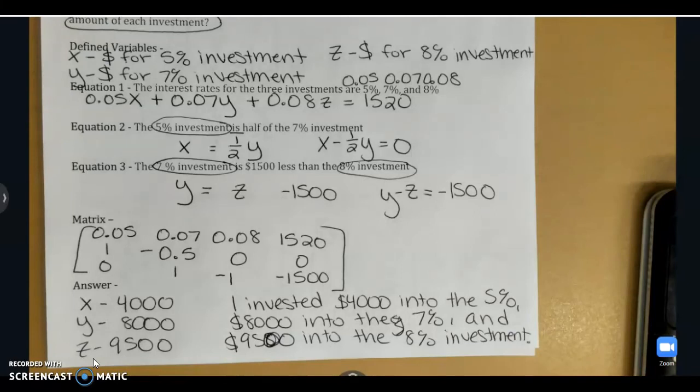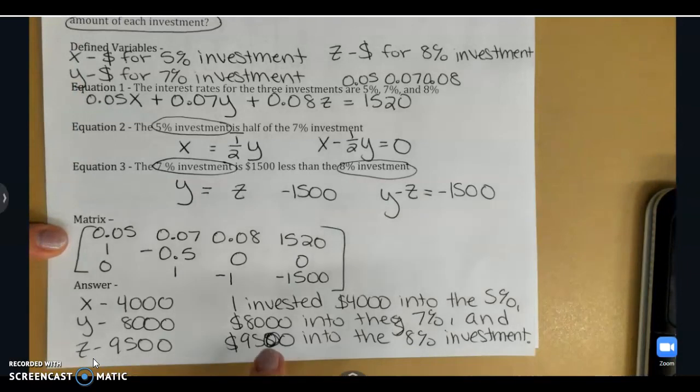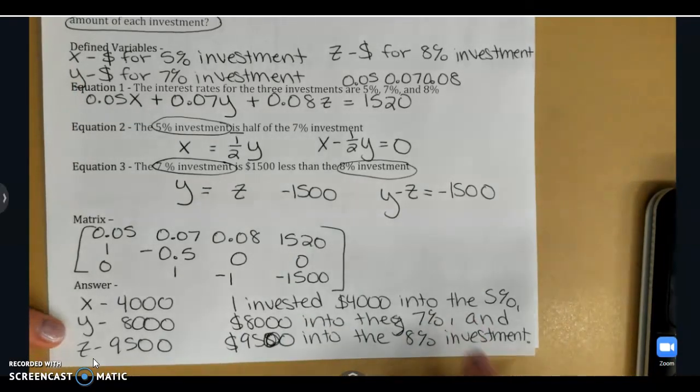So that's what your homework should look like. You should have your clearly defined variables, your equations, your matrix, and then a sentence explaining what your answer means.